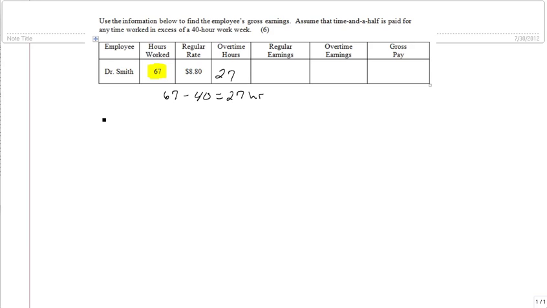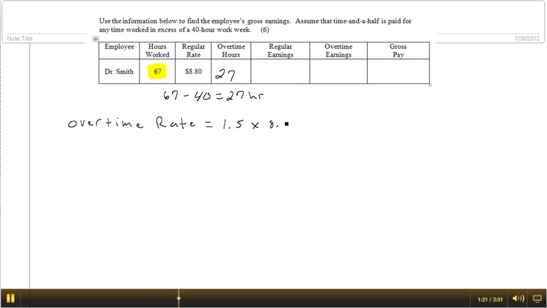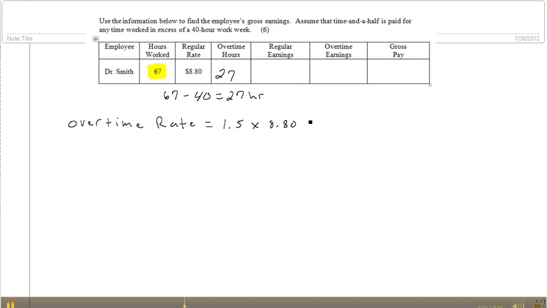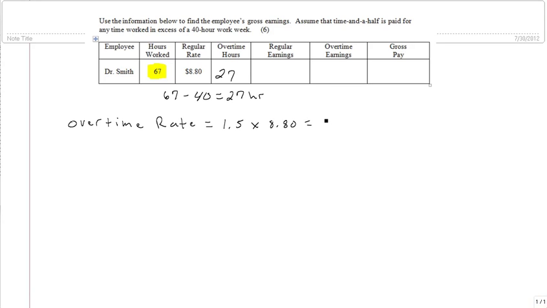Now, the next bit of work I want to do is to compute the overtime rate. And in this case, we can see that the overtime rate is found by taking 1.5 times the regular rate of $8.80 per hour. So when we multiply 1.5 times 8.8, we get $13.20 per hour. So this is in fact the overtime rate.